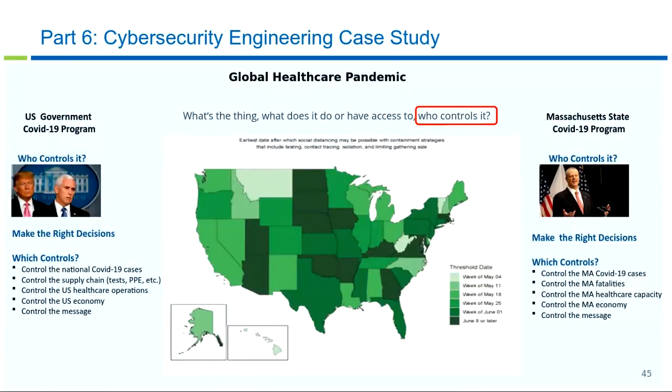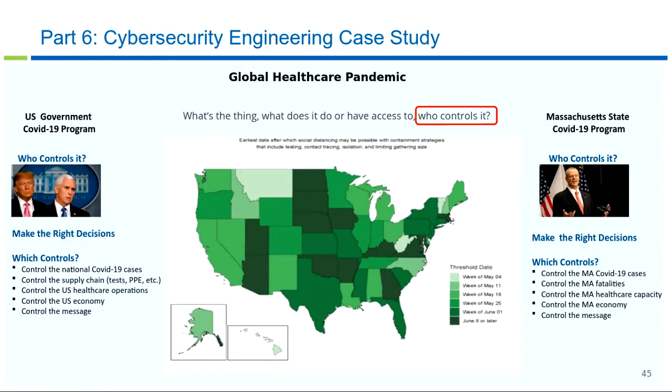So, okay, now let's take a look and see how we apply the CDM model, or an engineering case study, to a global healthcare pandemic, the same pandemic that we discussed last week, which is the coronavirus or COVID-19 pandemic. Again, who controls it is the key question here. At the government level, we have the federal government, which controls the national cases, the supply chain, the U.S. healthcare operations, U.S. economy, and the message. Again, controlling the message is key.